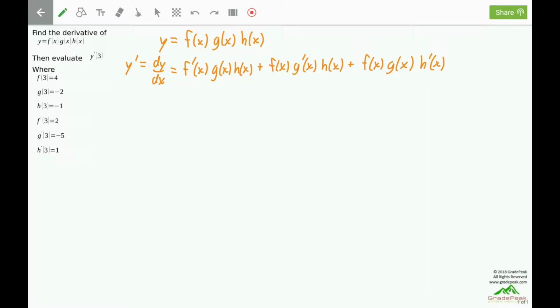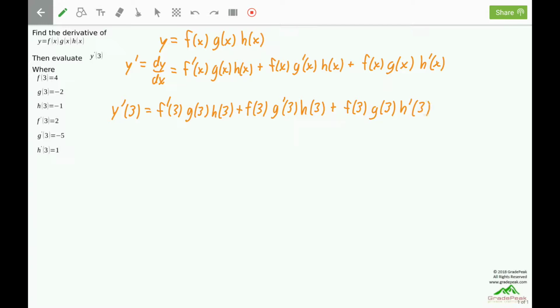The next thing to do is evaluate y prime of 3. So y prime of 3 equals, plug a 3 in for each of the x's, f prime of 3 times g of 3 times h of 3, plus f of 3 times g prime of 3 times h of 3, plus f of 3 times g of 3 times h prime of 3.